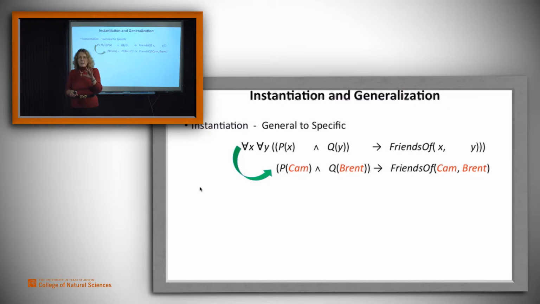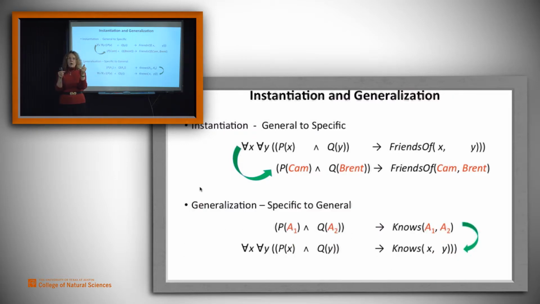Now, in some cases, what we need is to go back the other way. After we reason, we'd like to be able to derive a universal claim. So we have what we'll call the generalization rule. It goes from a specific case to a general one. So in case, for example, we had argued P of some arbitrary object, call it A1, and Q of some arbitrary object, call it A2, and suppose we were told that in that case A1 knows A2, then we ought to be able to argue that for all possible x's and y's, x knows y. So that's our generalization rule.